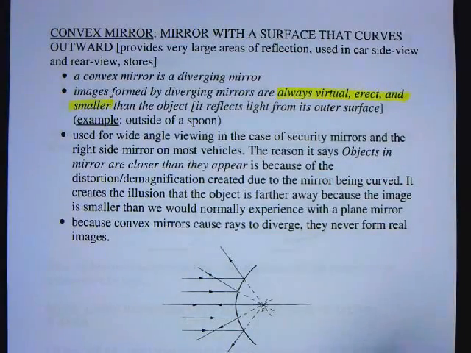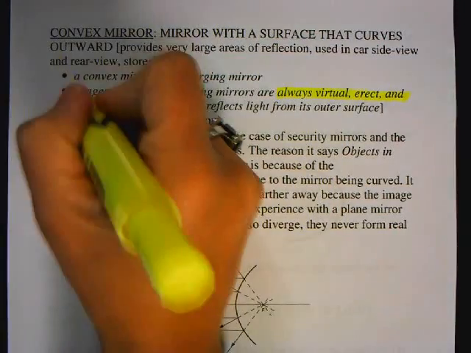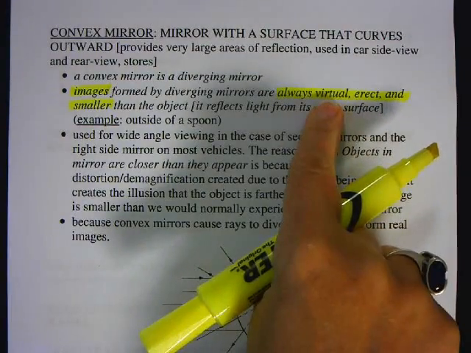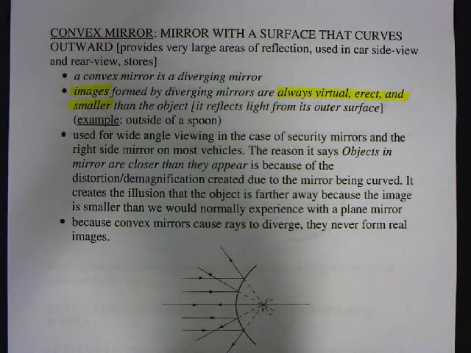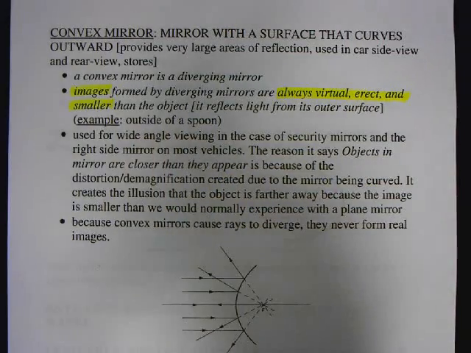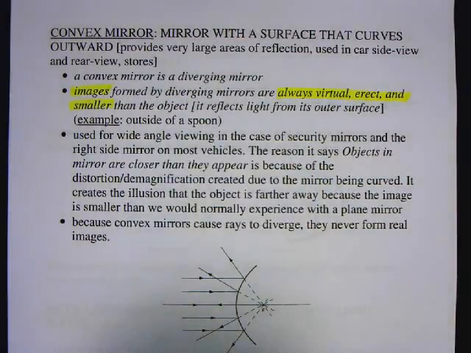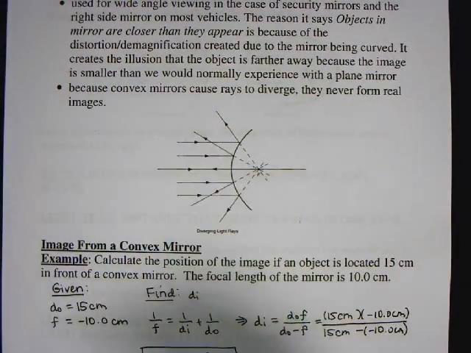So if you're doing a problem or a ray diagram and you see that your image is not virtual, it's not erect, right side up, and it's not smaller, then you made a mistake. Okay, so that's a good thing to remember. So again, they're used in security and things like that. And this just shows what we mean by diverging.